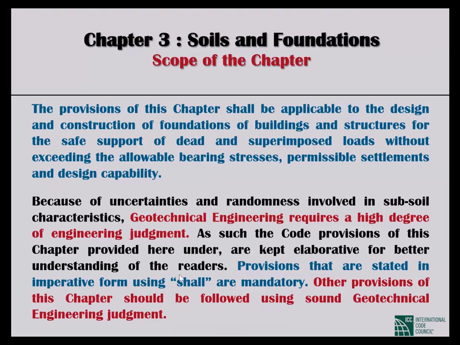But the next statement is that because of uncertainties of randomness involved in subsoil characteristics, geotechnical engineering requires a high degree of engineering judgment. And as such, the code provisions of this chapter are kept elaborative for better understanding of the readers, and provisions that are stated in the imperative form using "shall" are mandatory. Only where "shall" is mentioned, it is mandatory. Otherwise, other provisions of the chapter should be followed using some sound geotechnical engineering judgment. You see, the word is geotechnical engineering judgment. If we are to do this, we must have some basic knowledge about geotechnical engineering or soil mechanics.